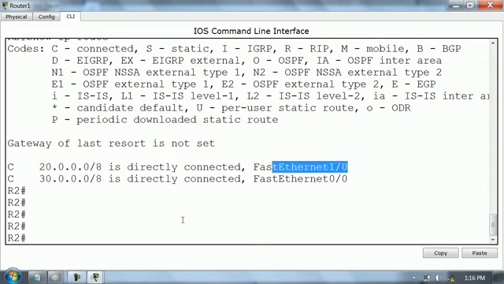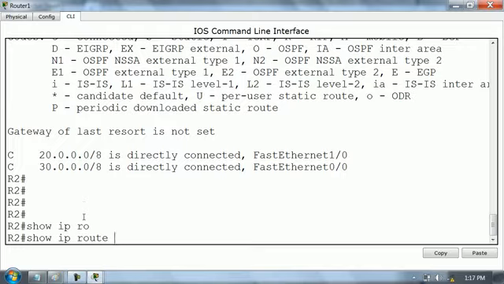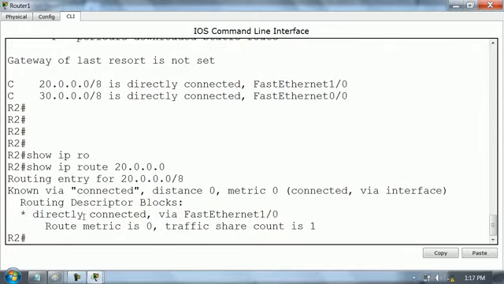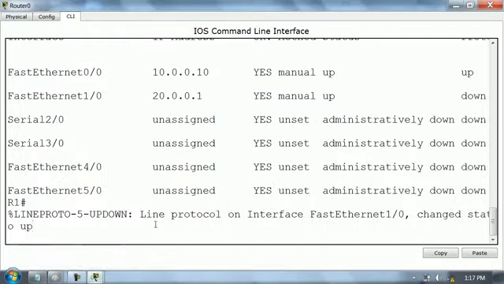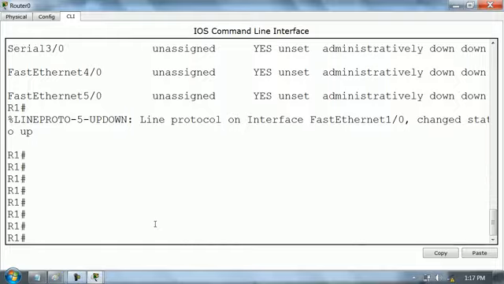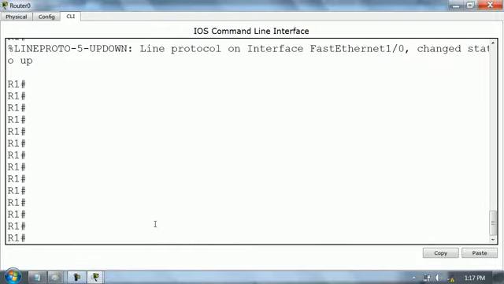Now I want to check metric. Metric is distance. AD is also. Any problem? Distance is also. Metric is also 0. Move on to R1. Now guys look here. You want to tell R1 about 30's network and you want to tell R2 about 10's network.